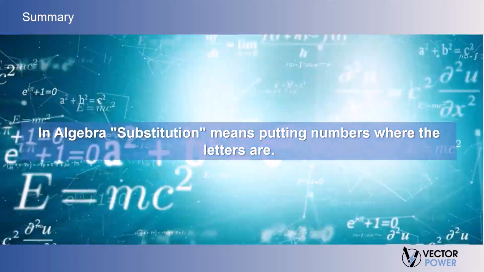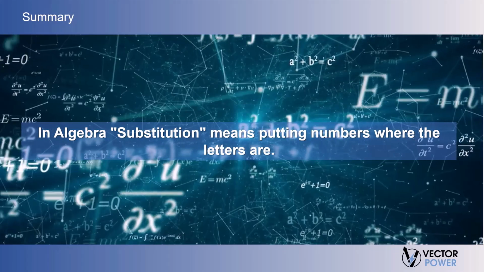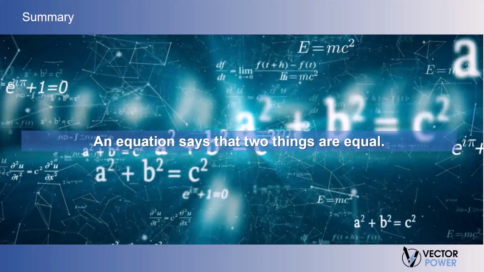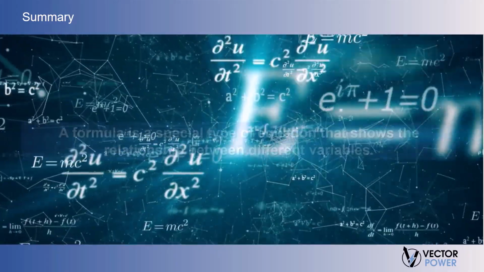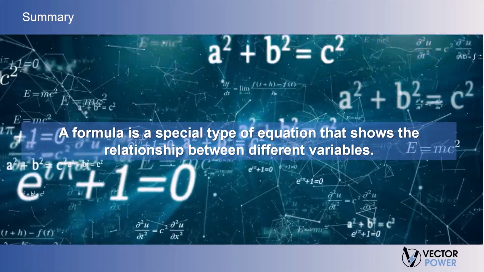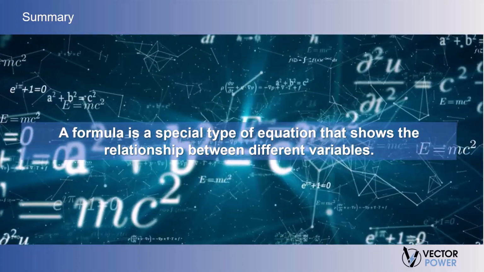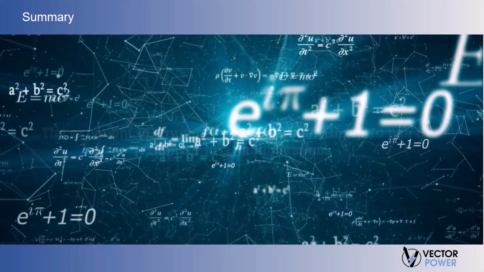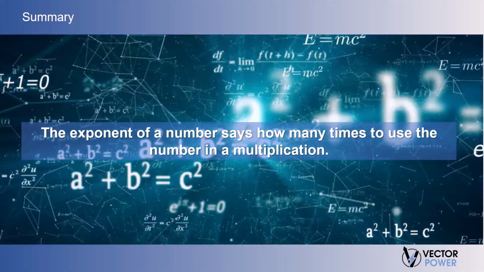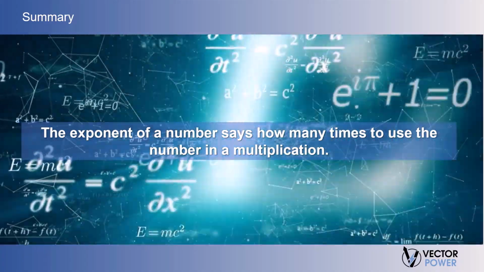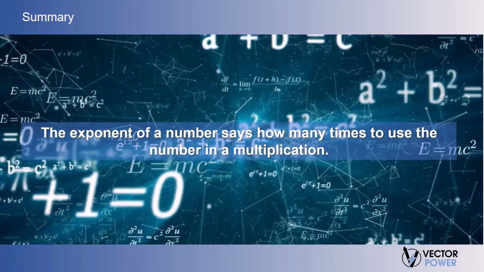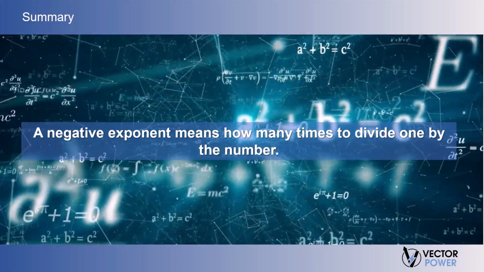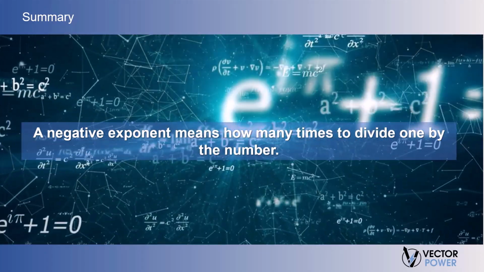In algebra, substitution means putting numbers where the letters are. An equation says that two things are equal. A formula is a special type of equation that shows the relationship between different variables. The exponent of a number says how many times to use the number in a multiplication. A negative exponent means how many times to divide one by that number.